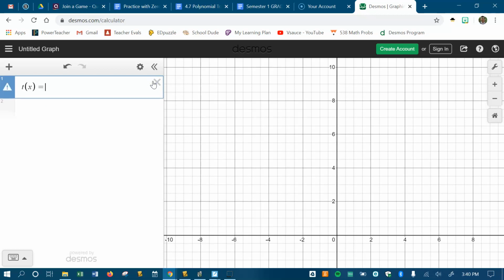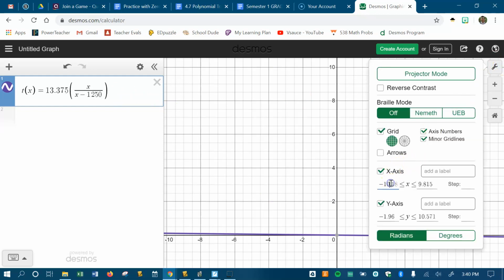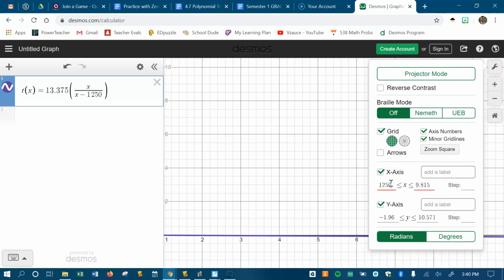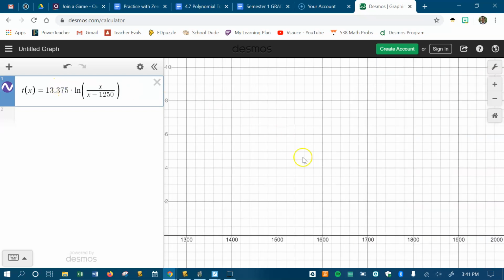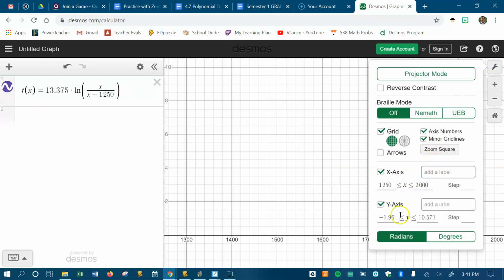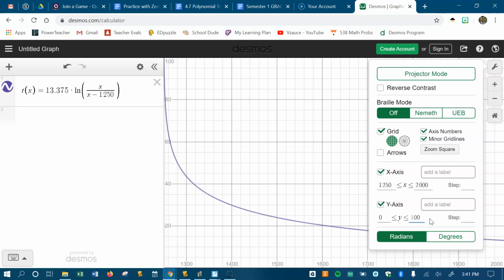Okay, T of X is bigger than 12. This times, we won't be able to see it because we need to adjust our range. Let's do 0 to, let's do, there it is.